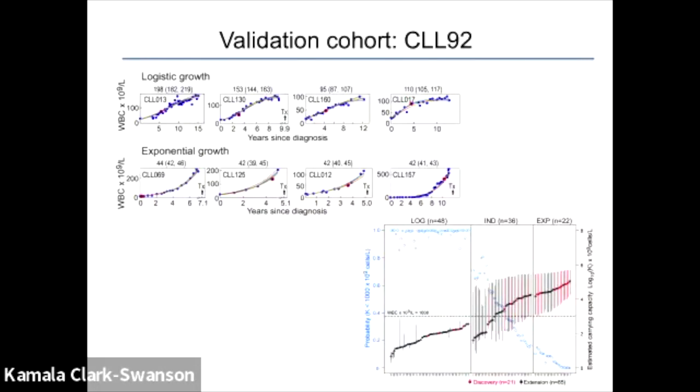Whereas on the right, patients whose carrying capacity was confidently above that limit, and where basically carrying capacity was not felt at all, were classified into the exponential category. And we had this in-between category also of indeterminate patients. So the take-home message from this slide is that we were able to perform the same analysis on this validation cohort of 92 patients. So let's see what we were able to conclude.